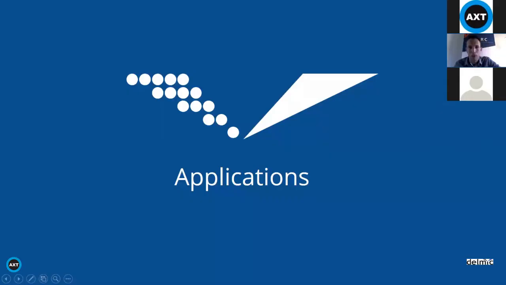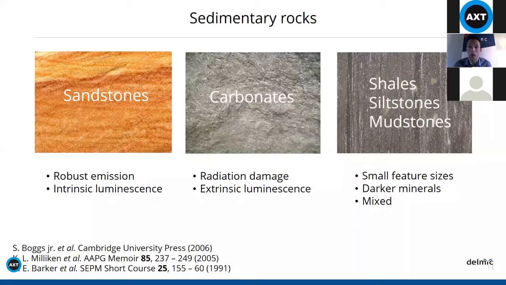So moving back to the applications. The first application that I wanted to discuss is sedimentary rocks. And sedimentary rocks are studied a lot in cathodoluminescence. And I show here some examples of sedimentary rocks that are well studied, also because they are relevant for the oil and gas industry, but also beyond that, for understanding geological processes in general, is very interesting.